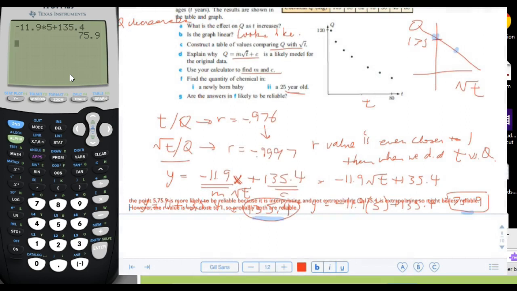Okay? I would like to move this down if I could, but I can't figure out how to.